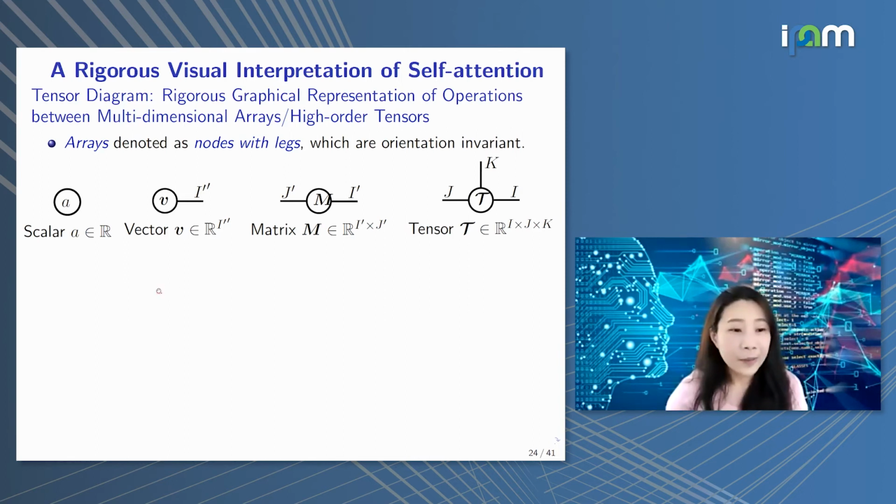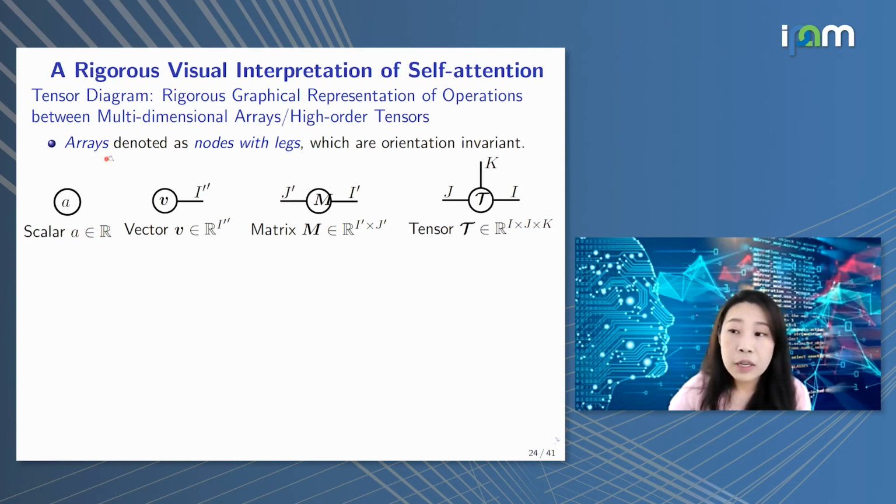So here, continuing the discussion of transformers, I wanted to have a rigorous visual interpretation of self-attention. And I'm going to use tensor diagrams. I think many of you might already be familiar with tensor diagrams, but I still wanted to introduce them very quickly and give you some ideas of why I think tensor diagrams are very powerful in helping us understand transformers. A tensor diagram is a rigorous graphical representation of operations, especially suitable for multi-dimensional arrays and higher order tensors.